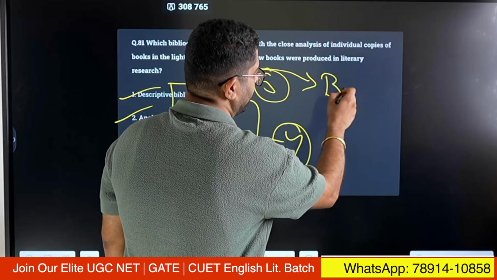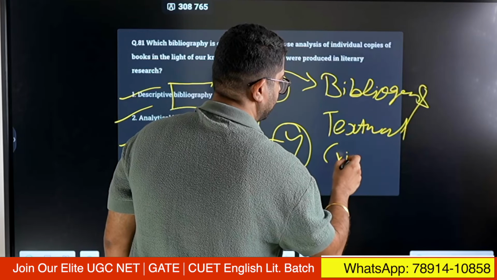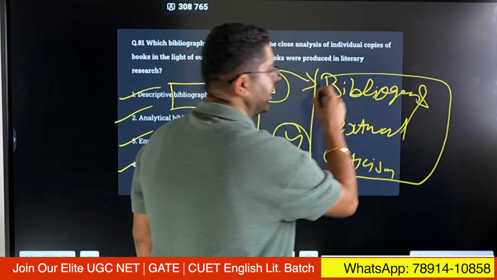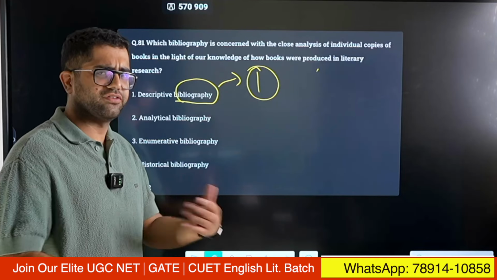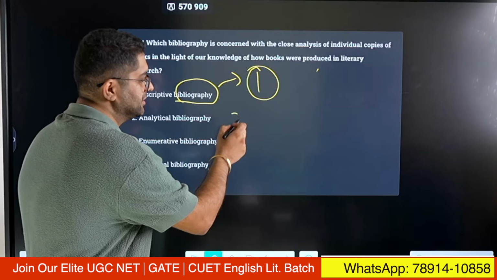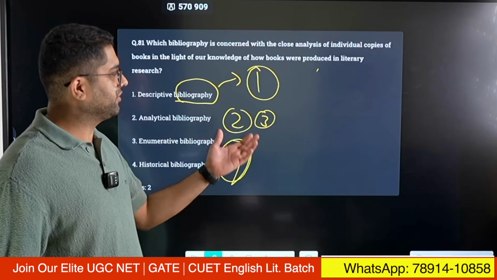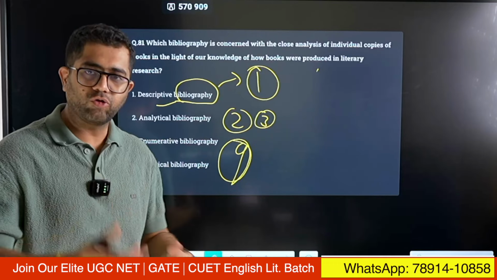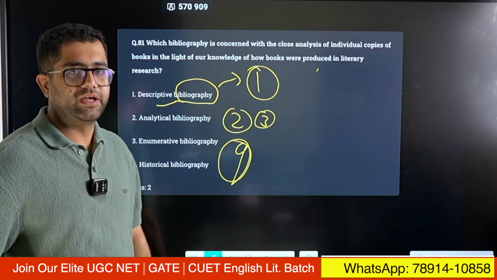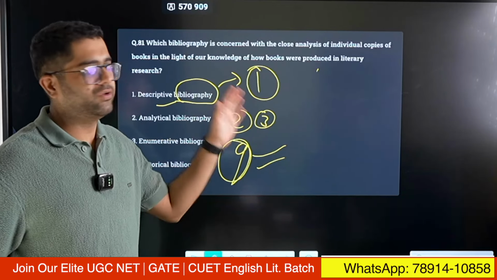Bibliography and textual criticism. This is the full name, bibliography and textual criticism. Bibliography is one of the types of literary research, or research methodology in literature. There are total 9 types of research. So when you are studying, if you find bibliography, you just search on Google and try to figure out what bibliography is and what the types of bibliography are. Yes, you have to study all the 9 types, and in this video we will discuss them.